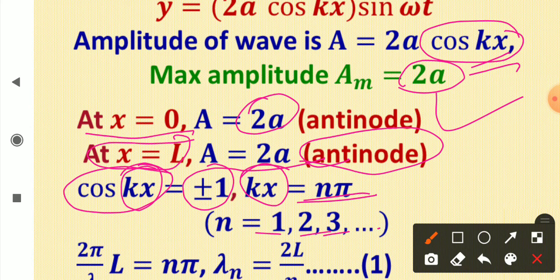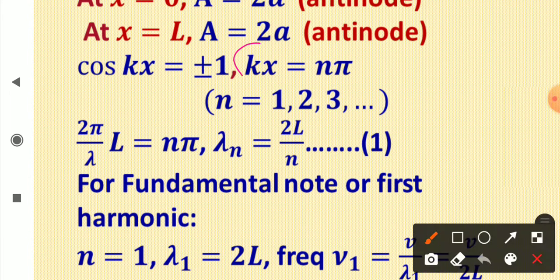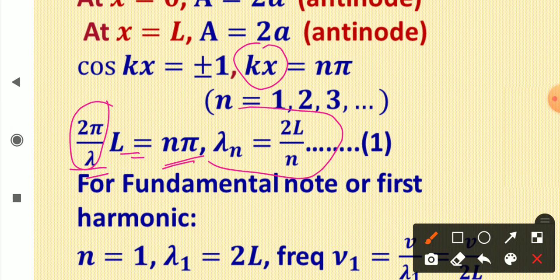You know that cos 0 is 1, cos pi is minus 1, cos 2 pi is plus 1, cos 3 pi is minus 1 and so on. And here put the value of k and x. So the value of k is 2 pi by lambda, angular wave number, x is equal to L is equal to n pi. Simplify, we get a general relation for waves produced in it. So lambda n is 2L upon n.